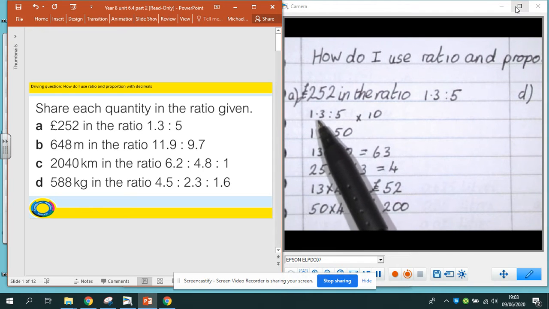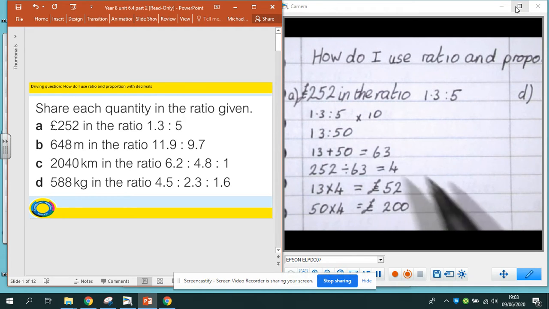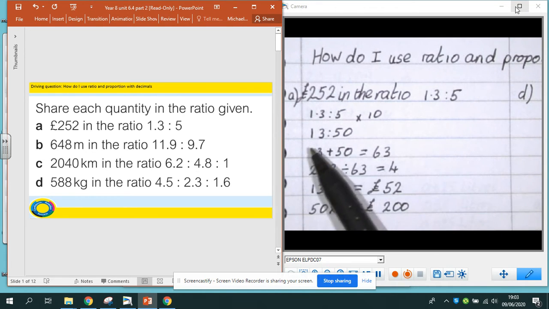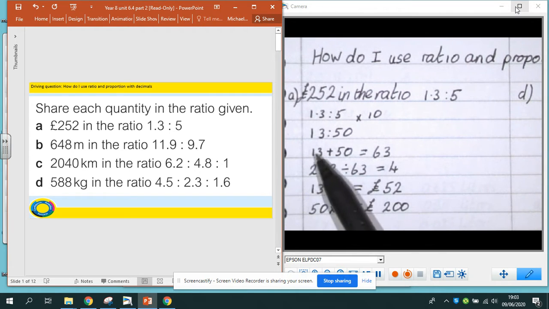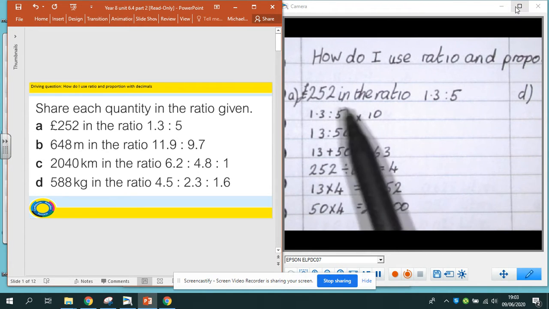before I did anything else, was I multiplied both of these numbers by 10, which gives me the ratio of 13 to 50. I then use those numbers throughout the rest of the question. So 13 plus 50 is 63. 252 divided by 63 is 4. 13 times 4 is 52. 50 times 4 is 200. And obviously, you add these two numbers together, you get 252.